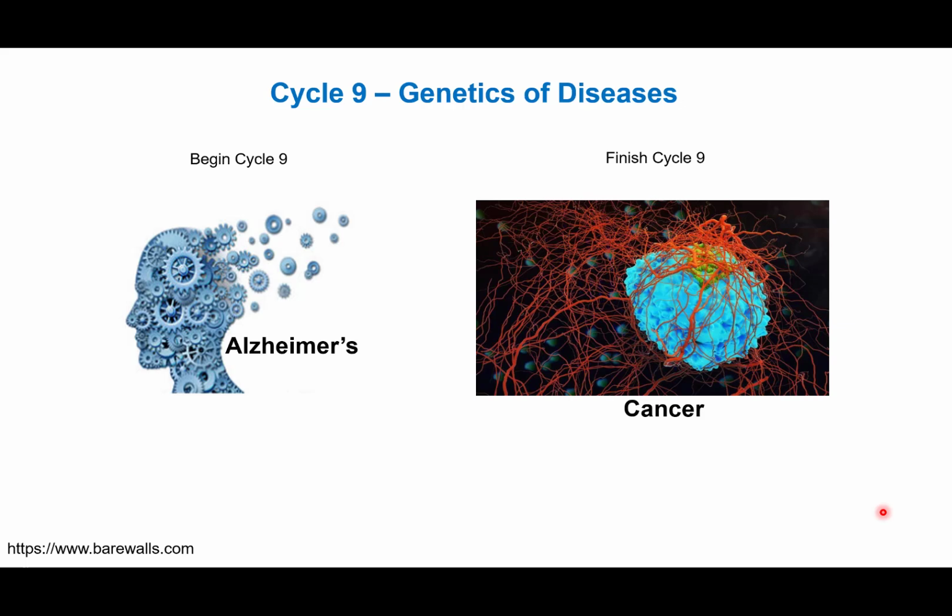So we're going to begin Cycle 9 on Alzheimer's and then end Cycle 9 with cancer genetics. The reason I chose these two topics is really because I would consider this to be my area of expertise. I did my master's degree in Alzheimer's or neurodegenerative diseases, did Parkinson's as well, and I did my PhD in cancer genetics, specifically breast cancer, using mouse models for my PhD and rat models for master's.